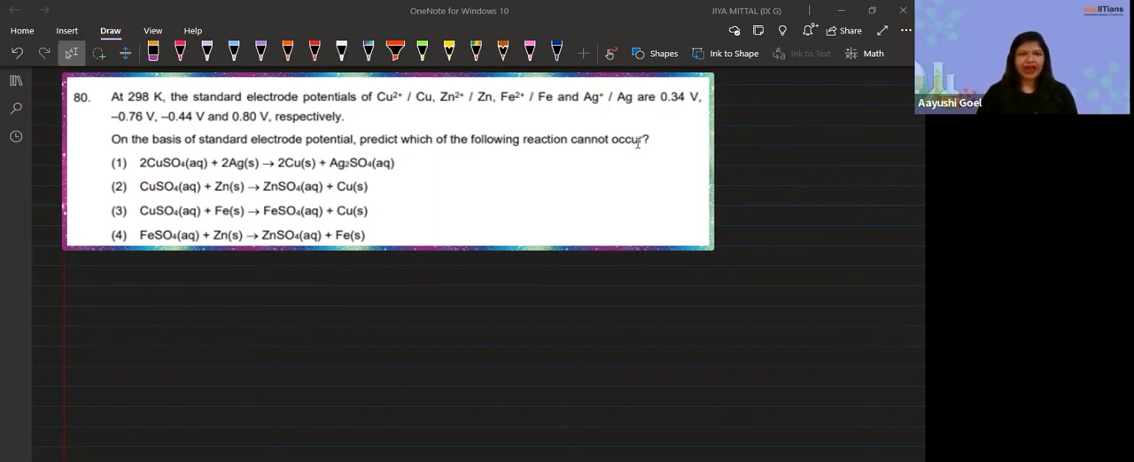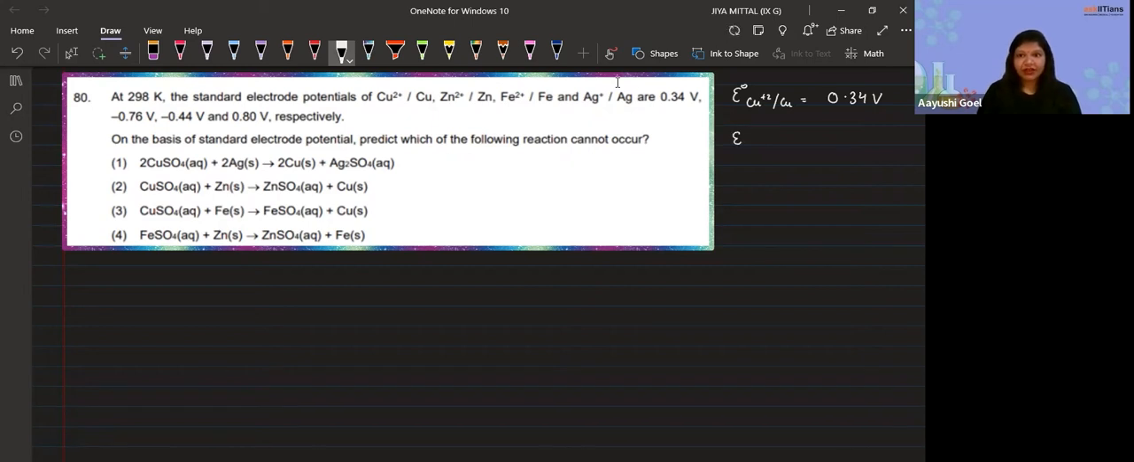The question says that at 298 Kelvin, the standard electrode potential of copper plus 2 to copper. Now, this is very important. I told you in the earlier class and the earlier question that they can give you the oxidation potential and they can also give you the reduction potential. In electrochemistry questions, whatever formula we use, we are using the reduction potential. So they have given you the reduction potential of copper, E naught for copper plus 2 to copper, which is required by us, and that is 0.34 volt.